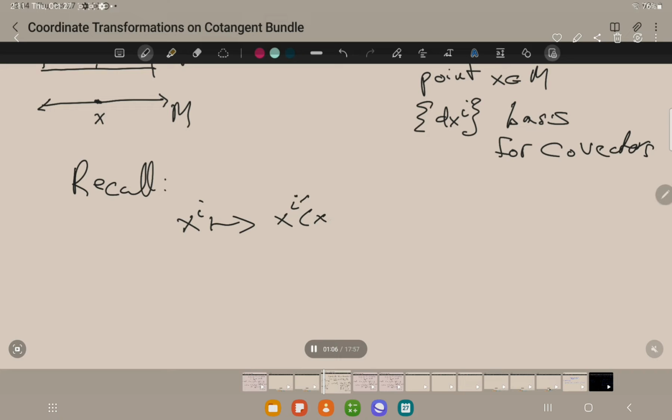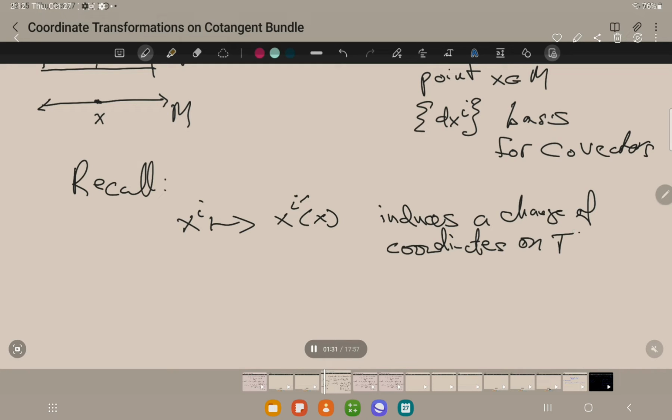Again, the basis here is dxi. This is the basis for the covectors. Recall that whenever you have a coordinate transformation at the manifold level, like xi to xi prime, this induces a change of coordinates on the cotangent bundle. The cotangent bundle is just T star M. That's how we defined it in the previous video.